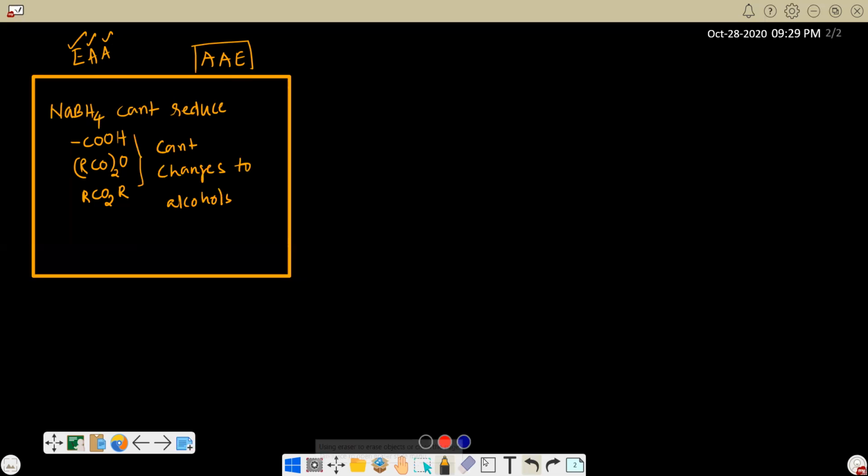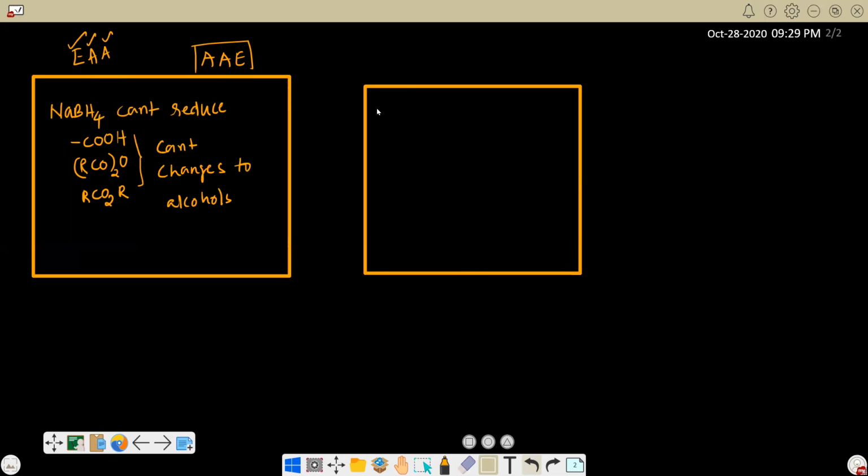And what about the other thing? The other thing is B2H6. You can write here B2H6. So B2H6 cannot reduce which thing? Not the CHO group. It's not CHO; CHO can reduce.